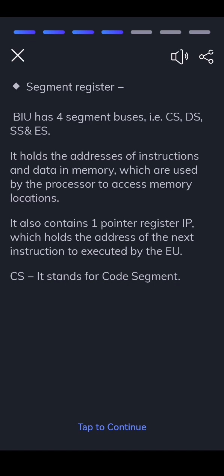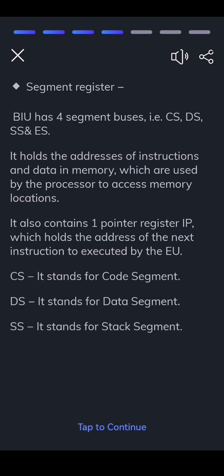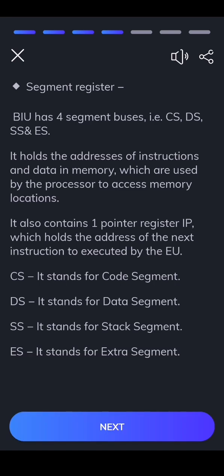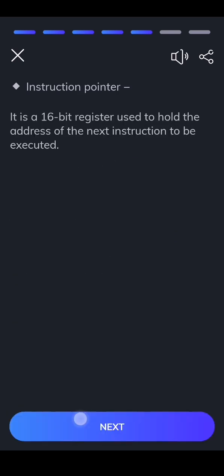CS stands for code segment. DS stands for data segment. SS stands for stack segment. ES stands for extra segment. Instruction pointer: it is a 16-bit register used to hold the address of the next instruction to be executed.